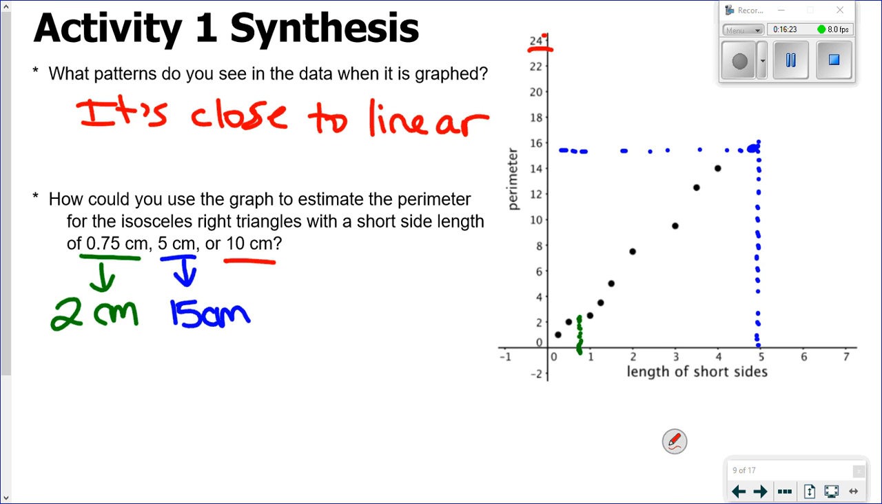So here's where that whole reasoning comes into play from earlier. If I look at my numbers here, how did I get from 5 to 15? Well, if I multiply it by 3, that would work, right? So if I use that same approach, 10 times 3, I get a perimeter of approximately 30 centimeters. So that falls in line with what we estimated with the tables. Now we can see what that estimation could look like using a scatter plot instead. So hopefully your estimations, again, were close to mine with 2, 15, and 30.